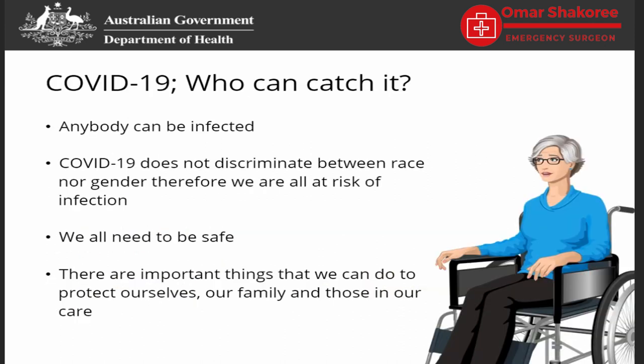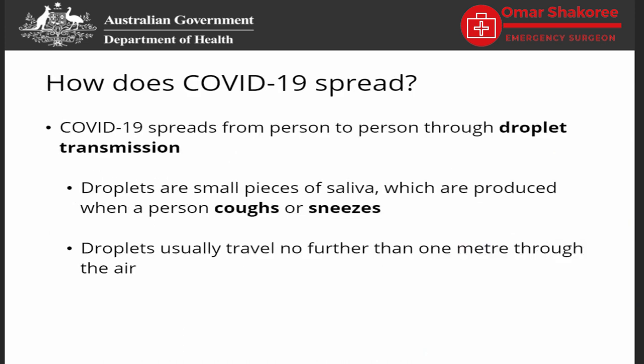Now, who can catch the virus? Anybody can be infected. COVID-19 does not discriminate between race or gender. Therefore, we are all at risk of infection. We all need to be safe. There are important things that we can do to protect ourselves and families.